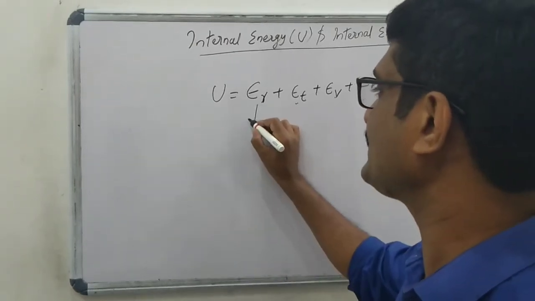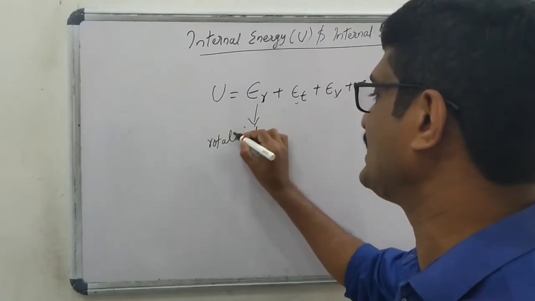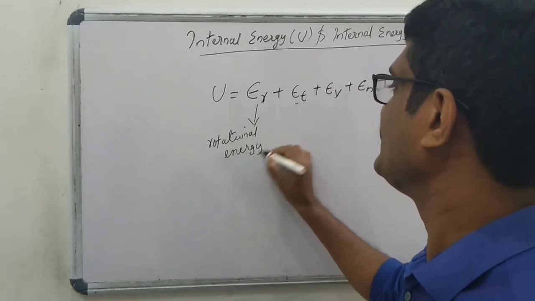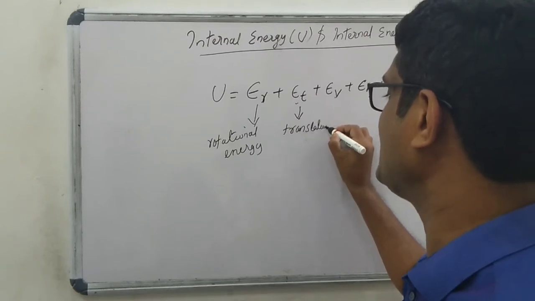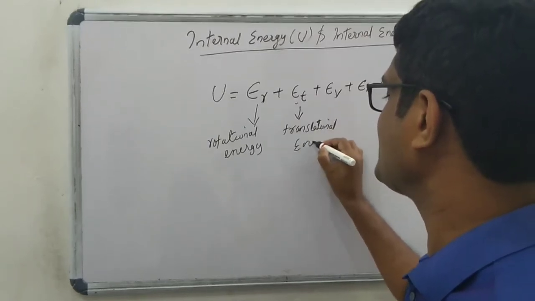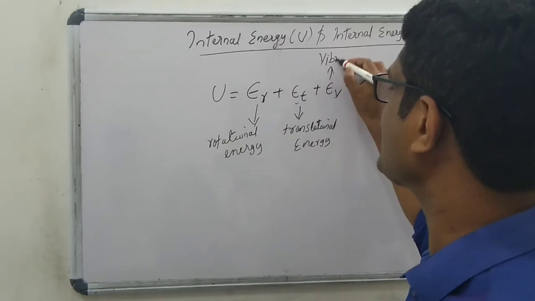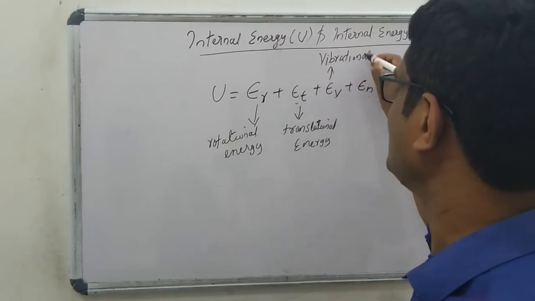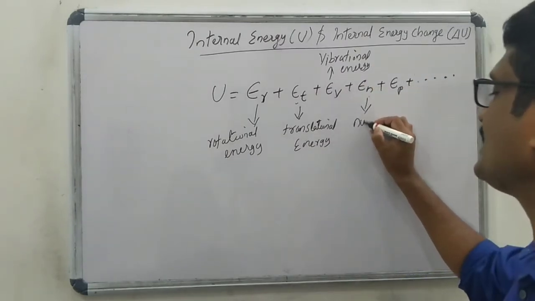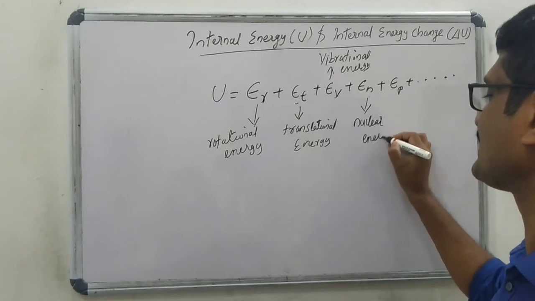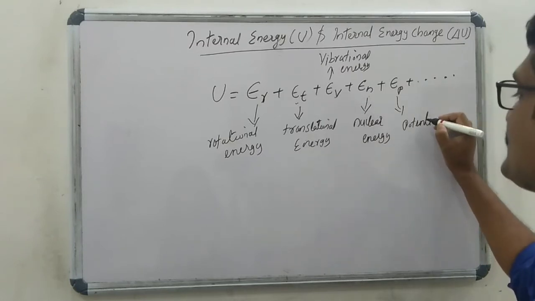Here ER represents rotational energy, ET represents translational energy, and EV represents vibrational energy. EN represents nuclear energy. EP represents potential energy.